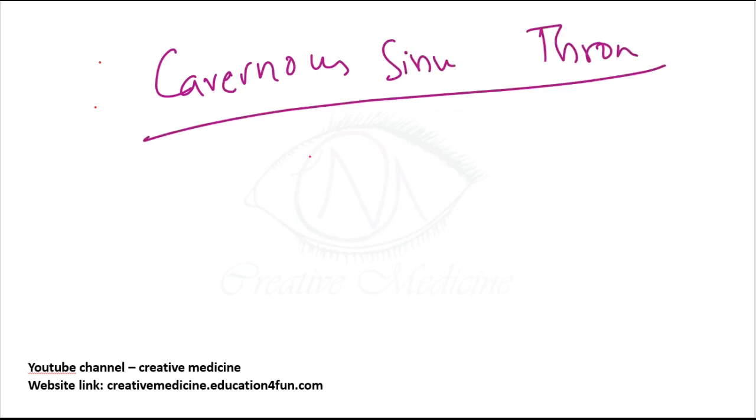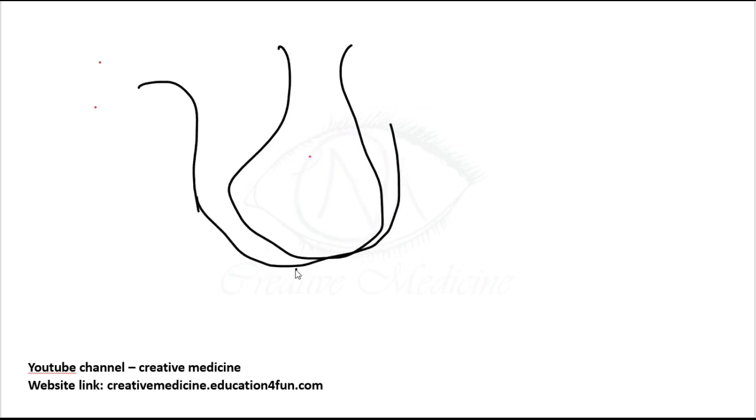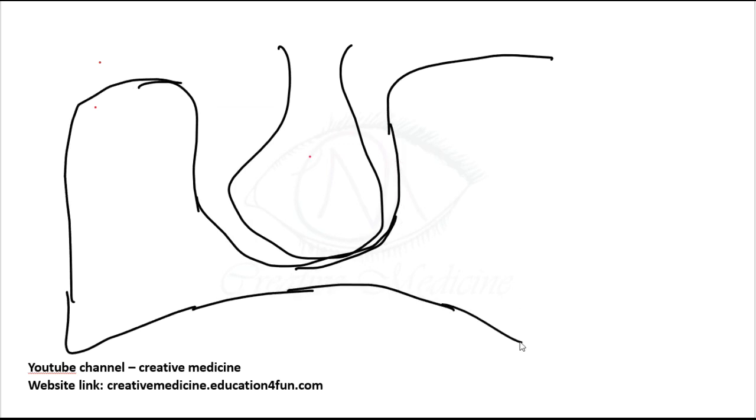Then the next important complication is cavernous sinus thrombosis. In cavernous sinus thrombosis, there is infection of two things: infection of the ethmoidal sinus and also infection of the sphenoidal sinus will lead to cavernous sinus thrombosis. On the medial side of the cavernous sinus we have the pituitary gland, and on either side of the pituitary gland you have the cavernous sinus. The two cavernous sinuses are connected by an isthmus.